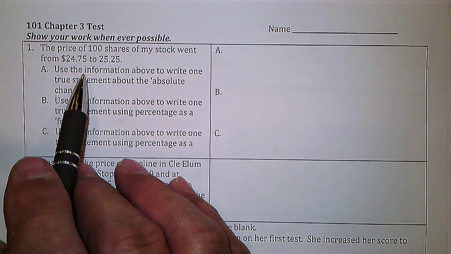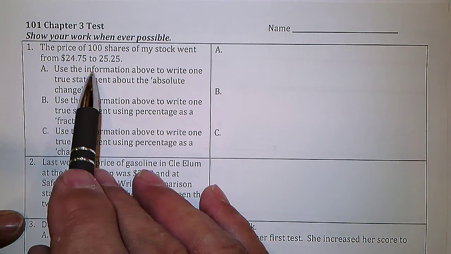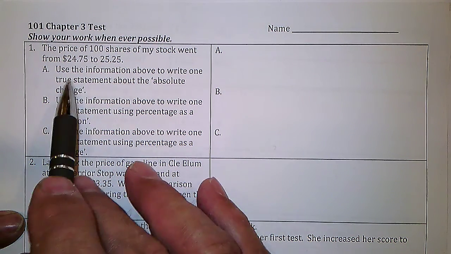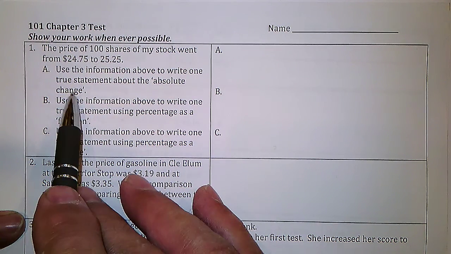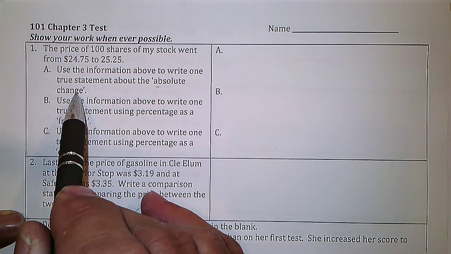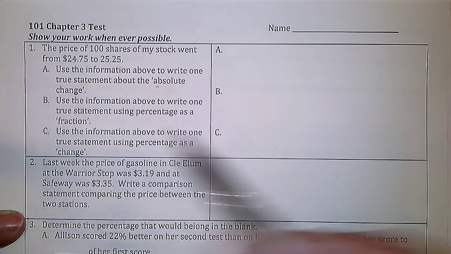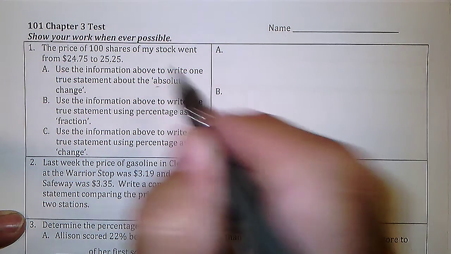The Chapter 3 test. All right, let's go through it here. First, use the information above to write one true statement about the absolute change. Absolute change means what is the difference? And if you look at these, there's a difference of 50 cents.